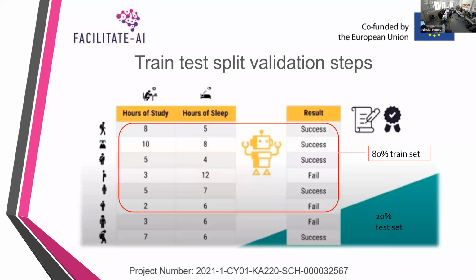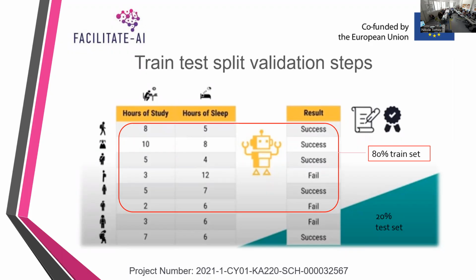Let's see what it means. Let's suppose you have some data for the hours that a student has done to study, the hours of study and the hours of sleep. I would be 0 here. But anyway, so you have all these hours of study and these hours of sleep, and you have a result for the test. Success, success, fail, and so on.